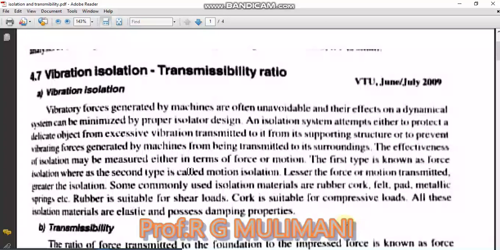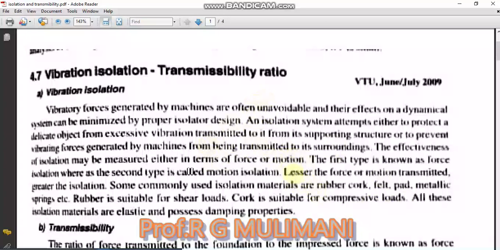From this excitation, the vibration goes into the foundation of the machines. So if there is any sensitive part in the machine or structure, it leads to the failure of that part. So we need to avoid the vibration. To avoid or minimize the vibrations, we are using vibration isolators.